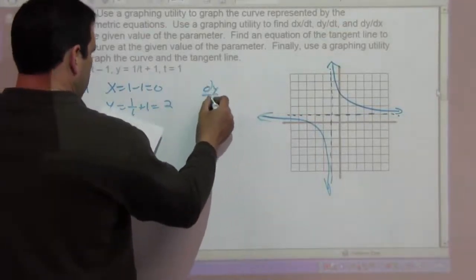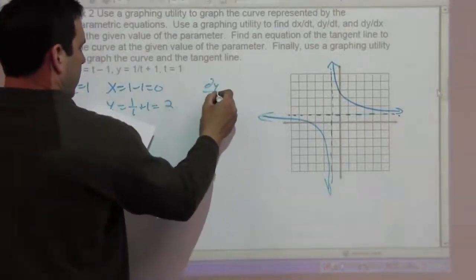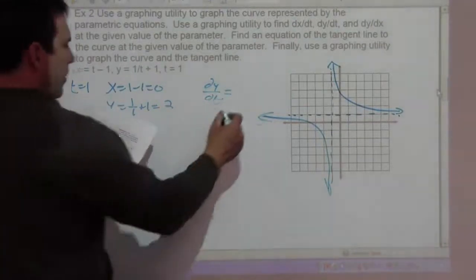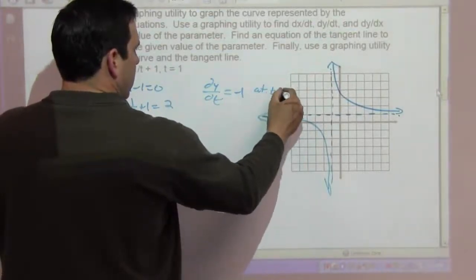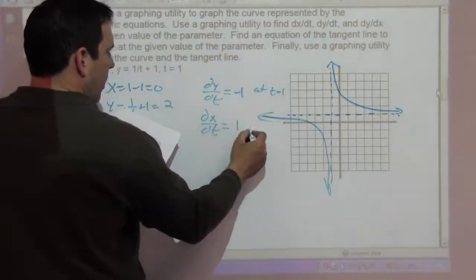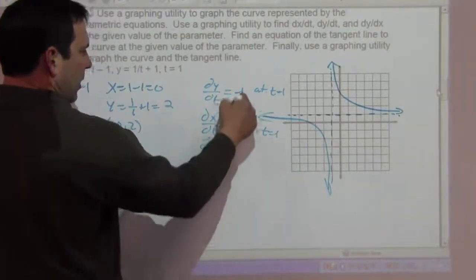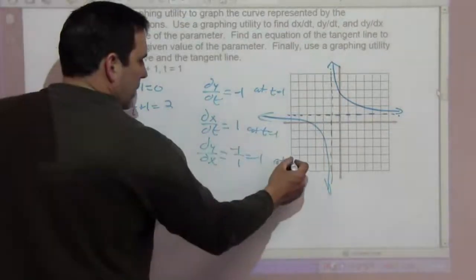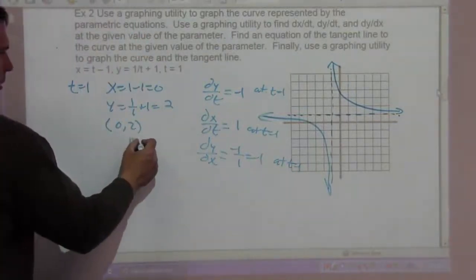Our dy/dt is going to be negative 1 at t equals 1. Our dx/dt is going to be 1 at t equals 1. So dy/dx is going to be negative 1 over 1, which is negative 1 at t equals 1. So our slope here is negative 1.